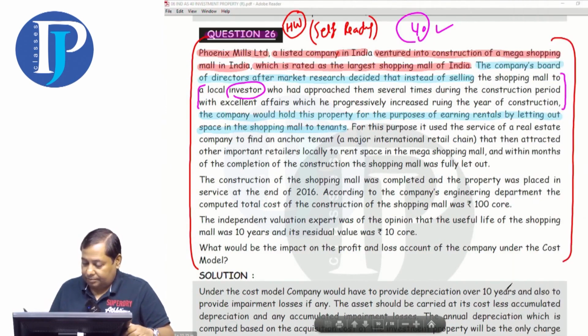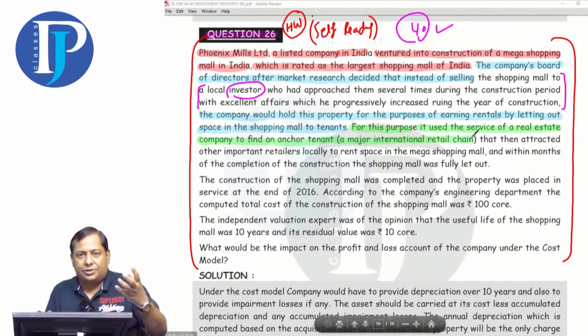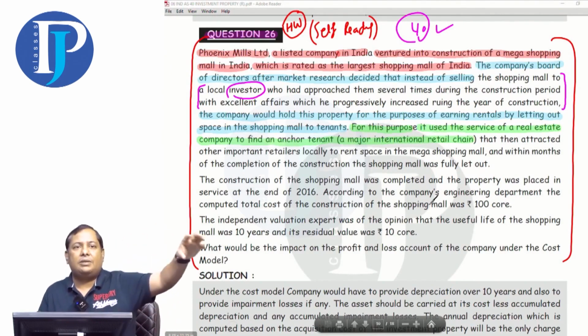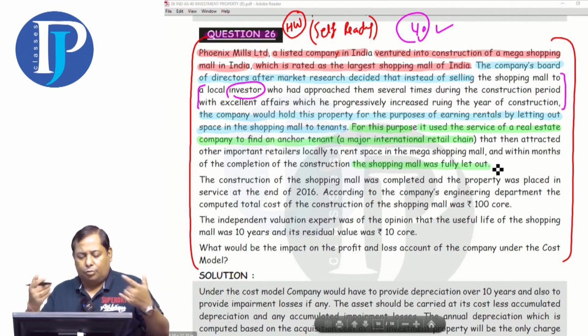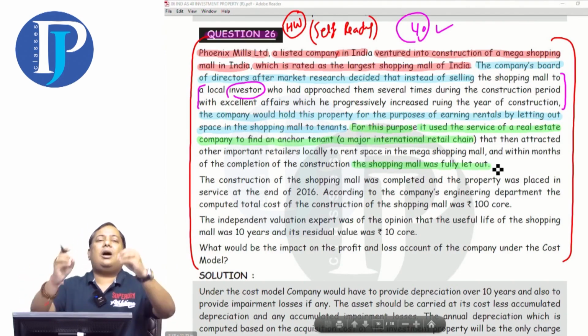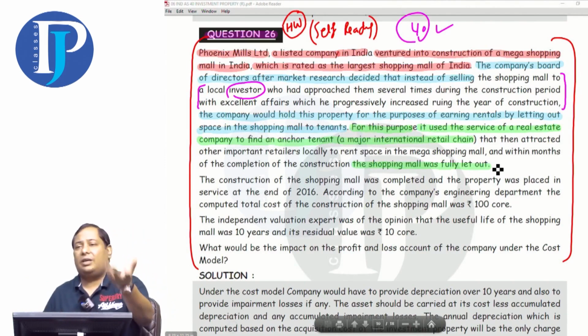Let's read it further. For this purpose, it used the services of a real estate company to find the tenants. They need international chains. Basically, the agent is bringing various kinds of proposals for companies to open shops, rent it. This is of no use to us. The shopping mall was fully let out. Tell me one thing, is this story of any use? The only thing that matters is that they are letting out, and Ind AS 40 will be applied.